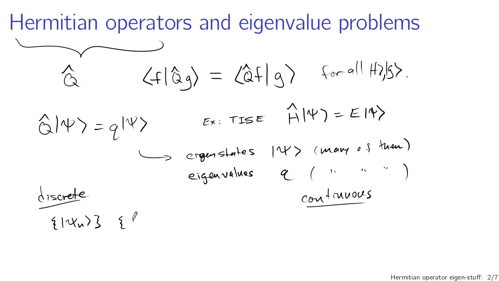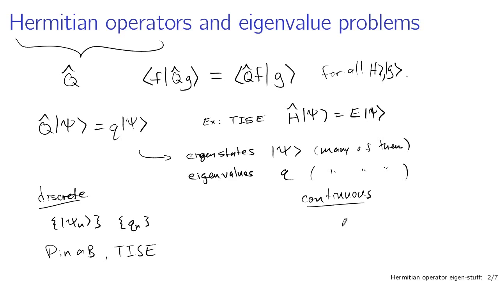We're also going to get some set of q sub n's, where q sub n goes with psi sub n. As an example of where this has occurred already, in the particle in a box, solving the time-independent Schrödinger equation gave us a set of stationary states and the associated energies.